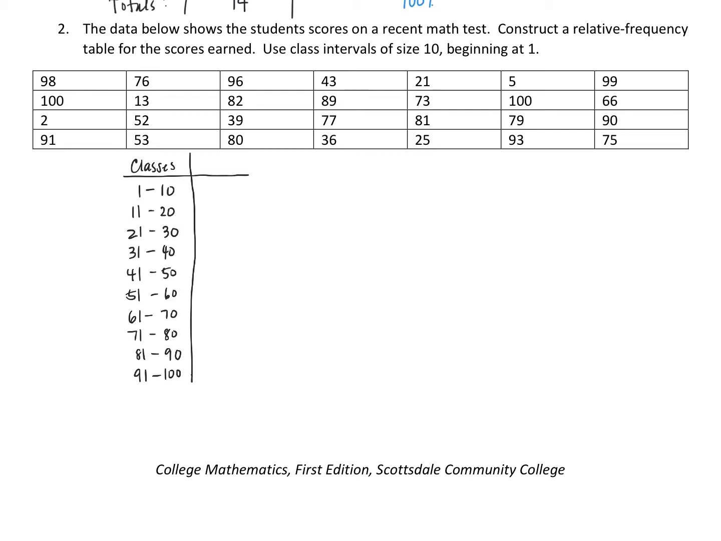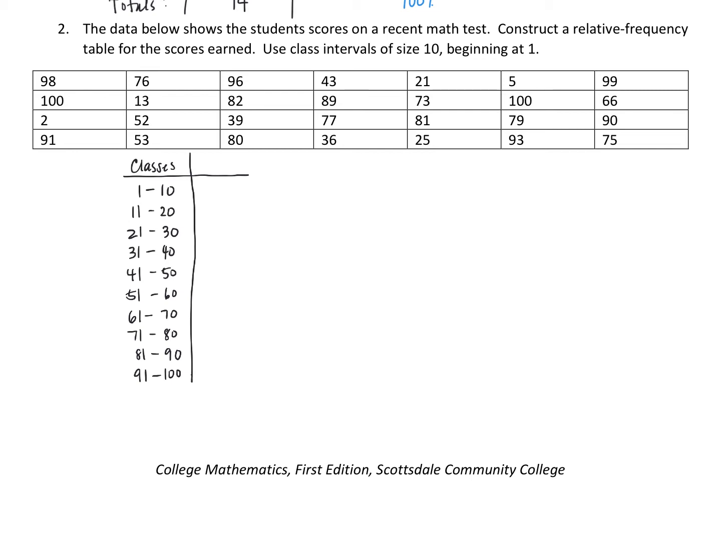So that's important. The next thing is notice that there's no overlapping numbers. So every single number that we have in our data set will belong to only one of the classes. And also notice that our classes include every possibility. So if we wouldn't have gone all the way to 100 and we would have stopped at 90, we would have problems because some of the values in the data set would fall outside of our classes, our possibilities.